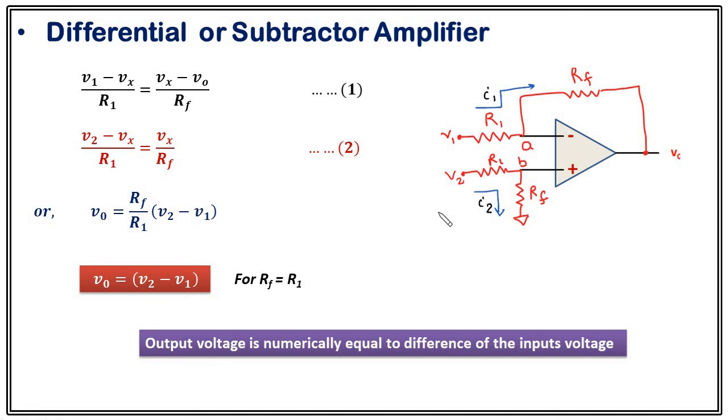And if you don't want exact subtraction, but want to amplify the difference signal, then you can have different values of R1 and Rf depending upon what kind of amplification you want. Therefore, this circuit is called a differential amplifier or subtractor amplifier.